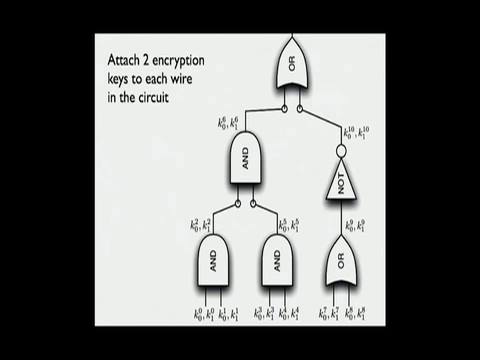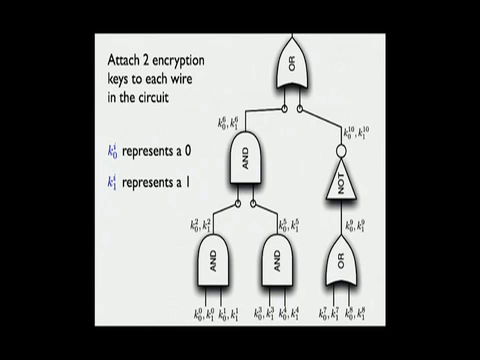So this is wire 0, wire 1, wire 2, wire 3, 4, 5, 6, wire 7, 8, 9, 10. There are 10 wires in this circuit, and the output wire is off the screen. So for each wire, instead of having a 0 or a 1 there, I'm going to associate an encryption keys, K_i0 and K_i1, to that wire. Does that make sense?